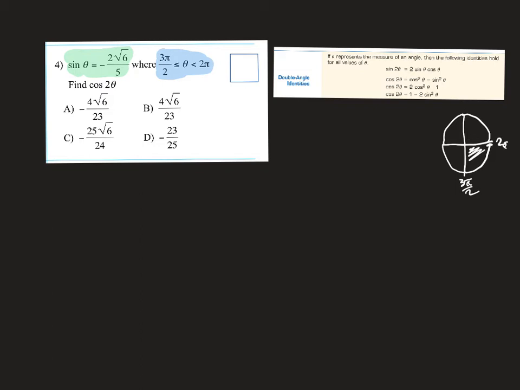What that's telling us is that theta is in this fourth quadrant. The cosine values are positive there and the sine values are negative. Well, we already see that we're given a negative sine value, so that's good news. If we have to find a cosine value, we better make sure that it's positive. Now remember that we're asked to find the cosine of 2 theta.